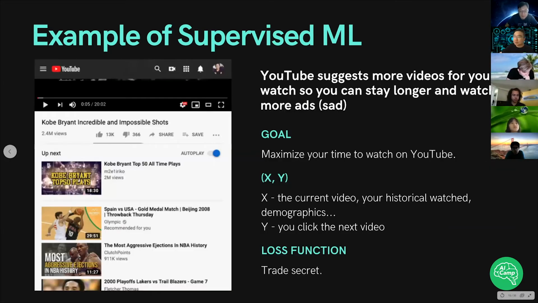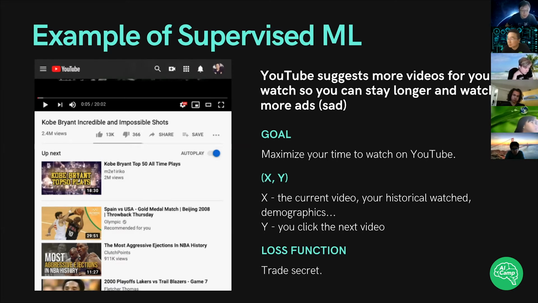All right, here's another interesting supervised machine learning algorithm, although I don't know what's behind it. How many of you watch at least one YouTube video per day? I think other than self-driving, the YouTube recommendation algorithm is one of the most understated applications of AI. I'm a big fan of Kobe Bryant. The day I got the news, I was very shocked. But I'm watching Kobe Bryant's incredible, impossible shots. Sometimes you see this guy doing a fadeaway and 4 people are defending him. That's not exaggeration. That actually happened. And then you can see up next, Kobe Bryant top 50 all-time plays. I'm like, how can I possibly resist that?